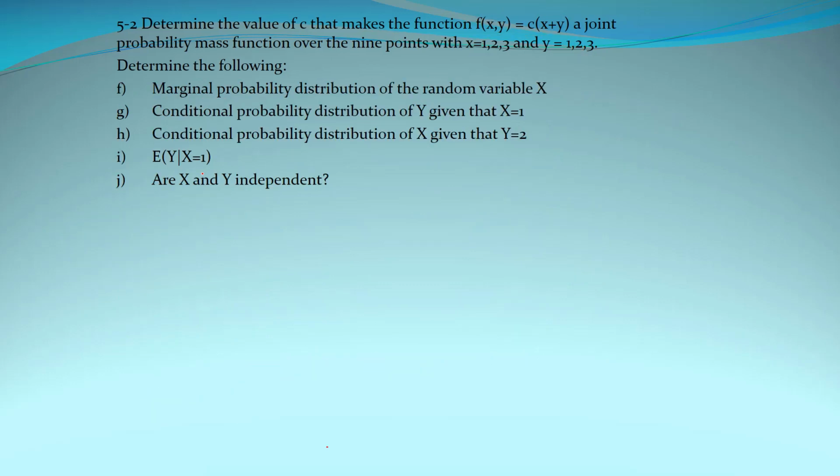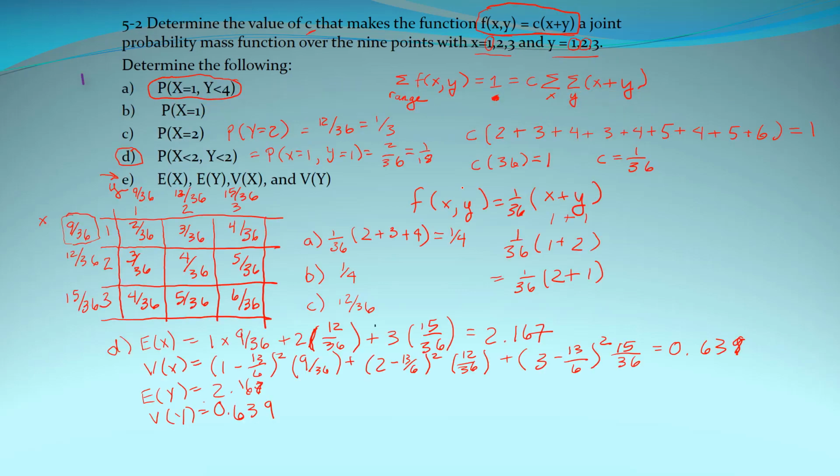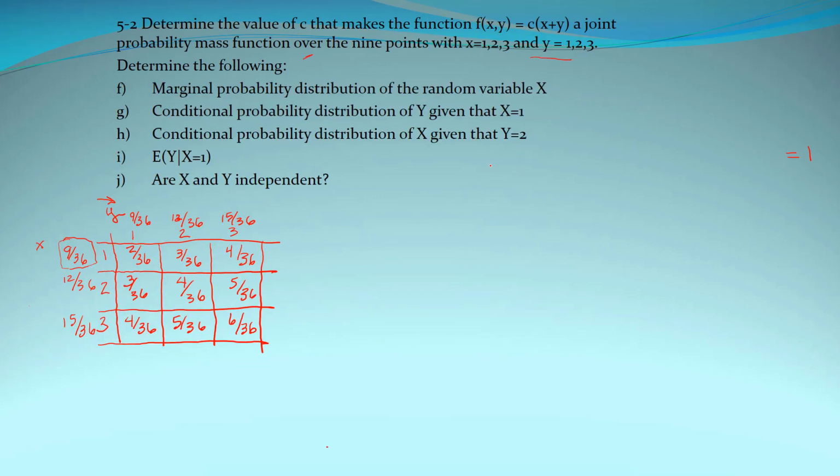So now it's asking for the marginal probability distribution of x right there. Well, guess what? We've actually already calculated it, right? So it's right along these margins here. There, I've switched everything over to the next page. So let's move on to G now.